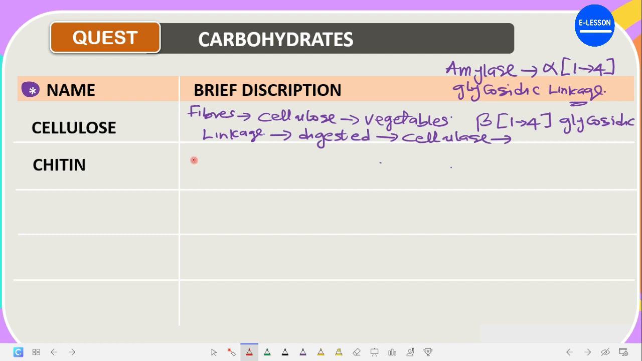Chitin, joined together by N-acetyl D-glucosamine. Are you getting it? You don't even need to memorize it, but just know it. N-acetylglucosamine units are joined together by beta 1,4 glycosidic bond. You will know N-acetylglucosamine later when we're talking about polysaccharides.